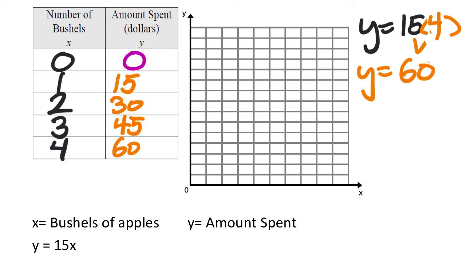But the first thing we need to do with this graph is to label the axes. And down here it said that x was bushels of apples, so I'll start with the x-axis. I'll just put bushels.